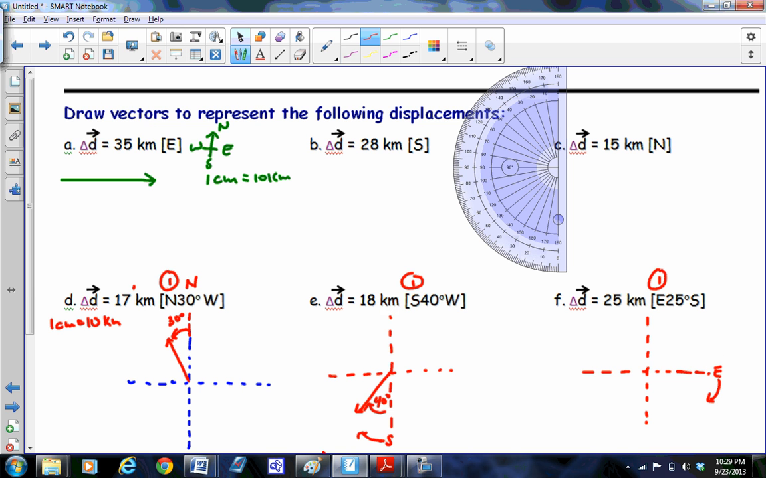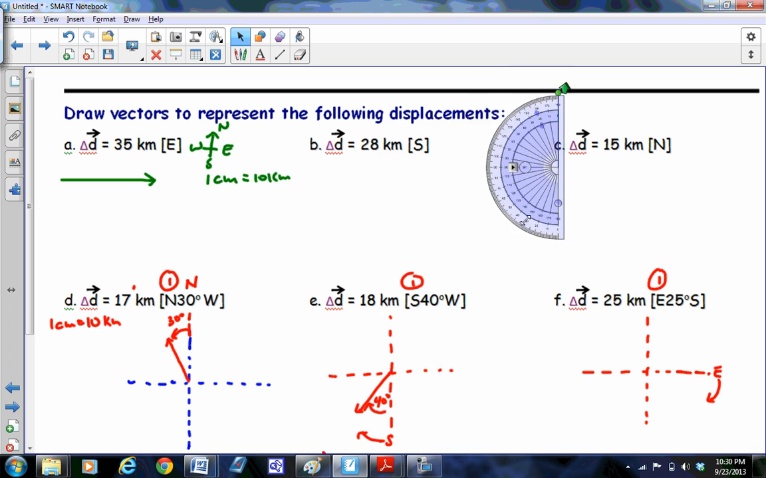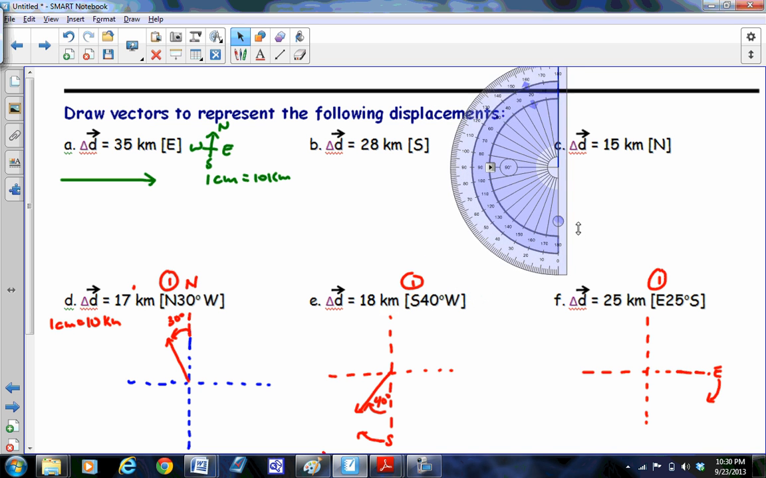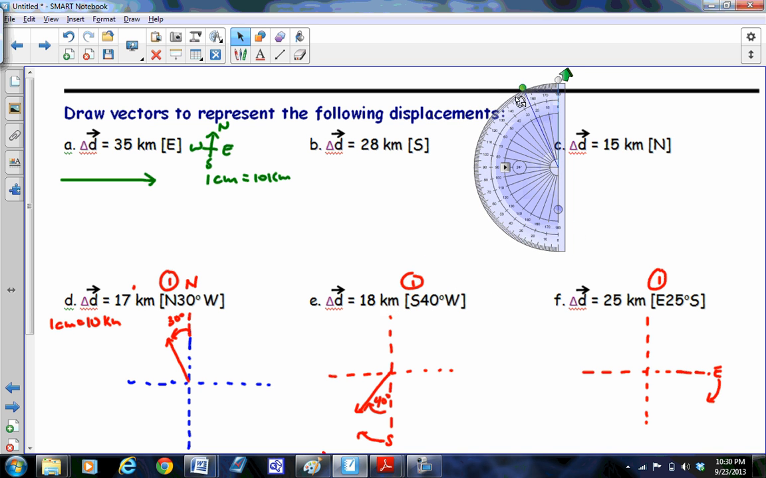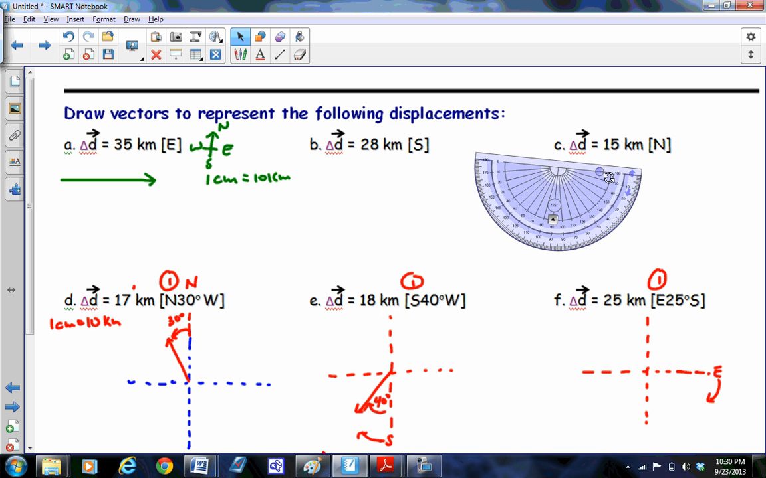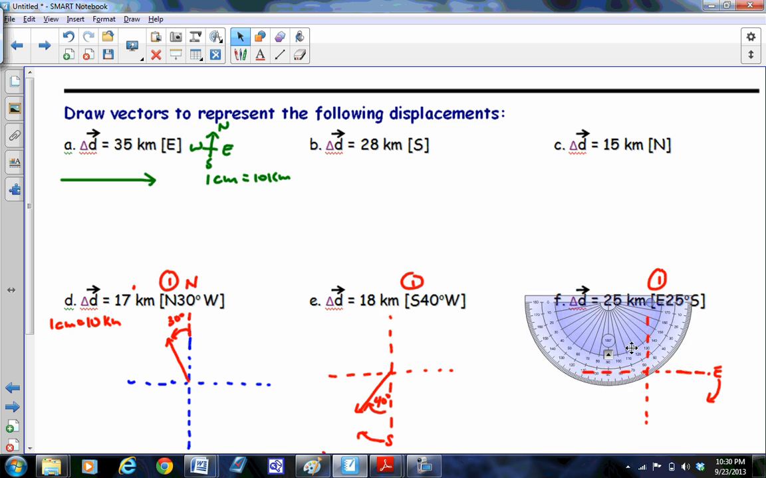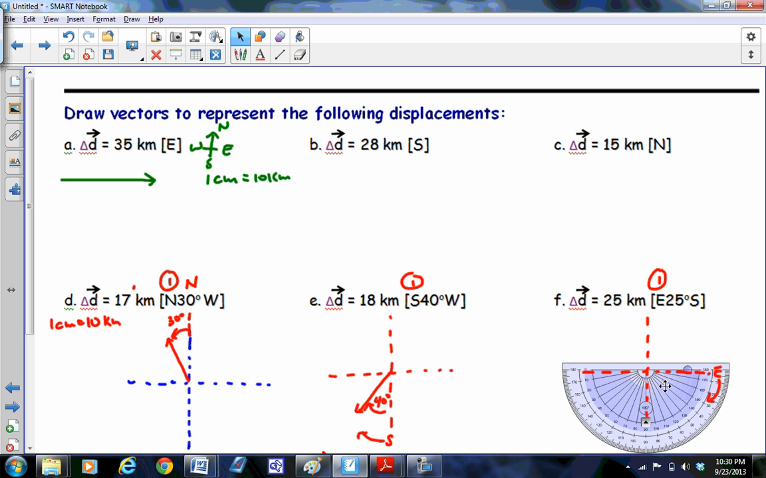So I'm taking my protractor. But look what I have to do now. I have to take my protractor and I have to rotate it. I'm going to rotate it here. Here we go. So I have to rotate it so the 0 is at the east. There we go. So there's my 0, right? You get the idea. And we're measuring my angle 25 degrees down here. So it's right there.